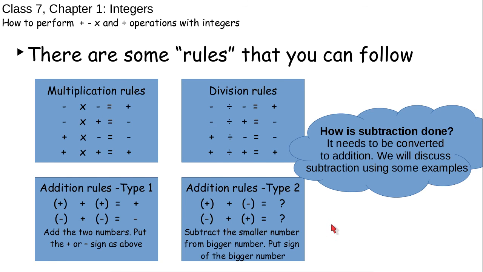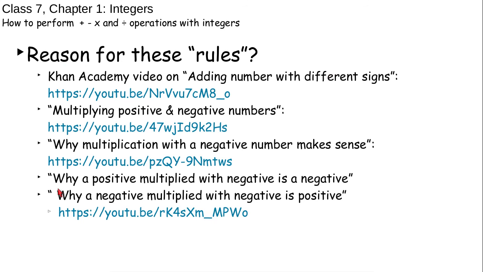In order to understand these, you should look at some of these videos. This is a Khan Academy video on adding numbers with different signs, and they use the number line to explain how this addition can be done. These are videos on multiplying positive and negative numbers, why multiplication with a negative number even makes sense. This is a video that speaks about why a positive number multiplied with a negative number is a negative, and why a negative number multiplied with a negative number is positive. These make for very interesting videos, and you should definitely watch them.